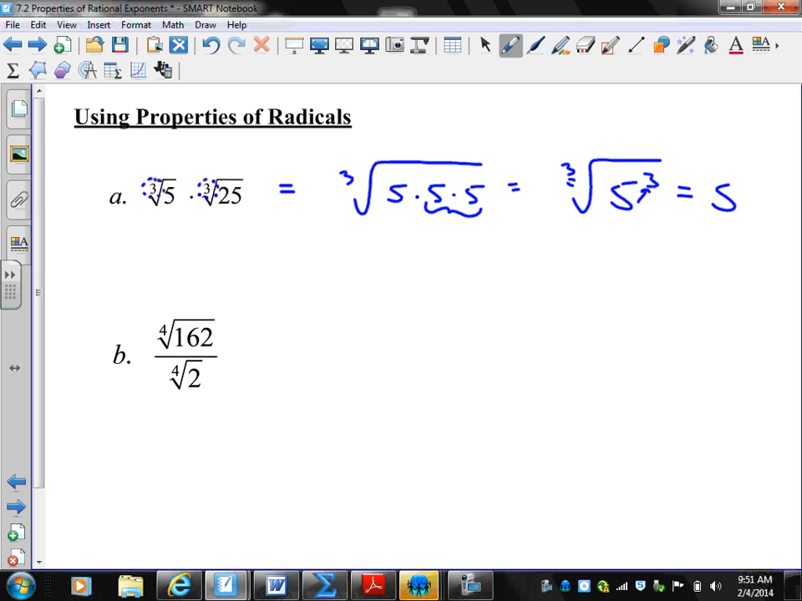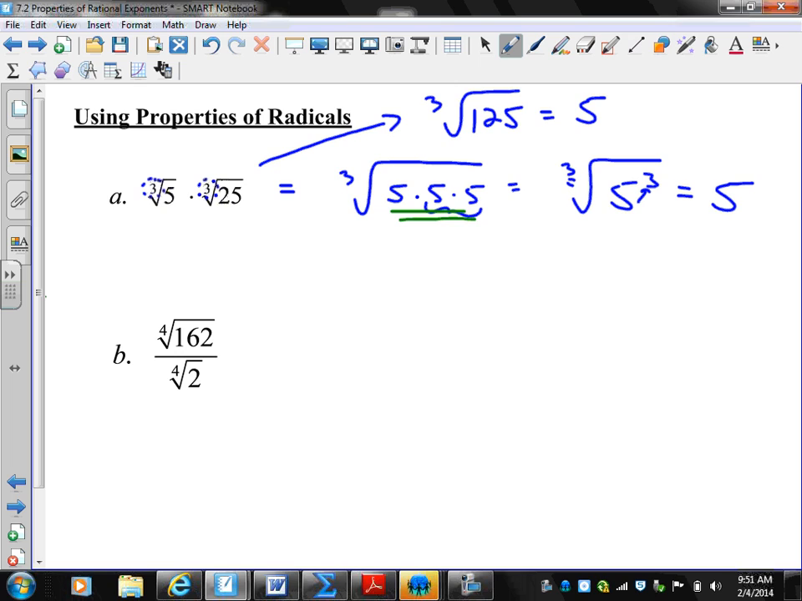If you don't like that idea, just go back to the beginning here and say, okay, well, this is going to be the cube root of 5 times 5 is 125. And now you need to know that the cube root of 125 is 5. So you pick which way you find easier. It might be a little easier to think in terms of the factors, which is why I showed you guys that.